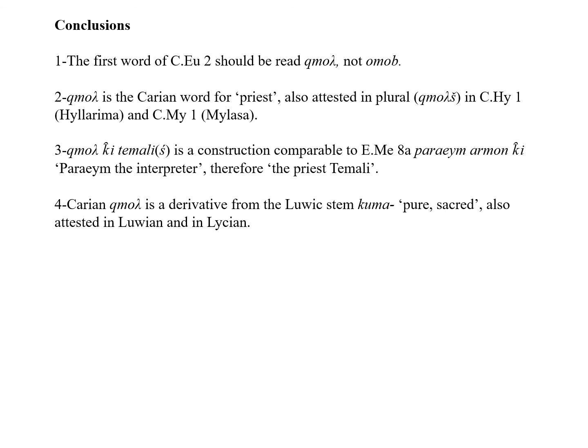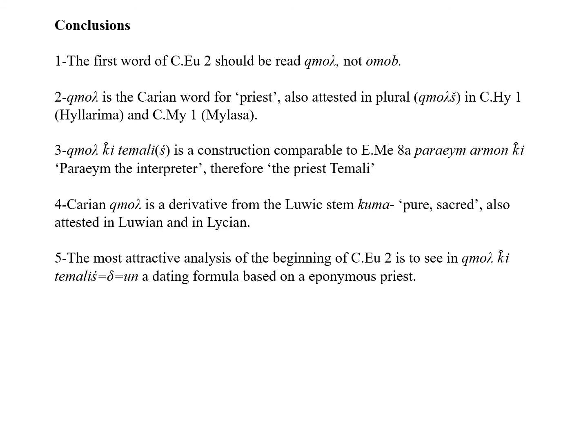Carian Kumo is a derivative from the Luwic stem Kuma, pure, sacred, also attested in Luwian and in Lycian. The most attractive analysis of the beginning of C.Eu is to see in Kumo ki Timalis Enduan a dating formula based on an eponymous priest.